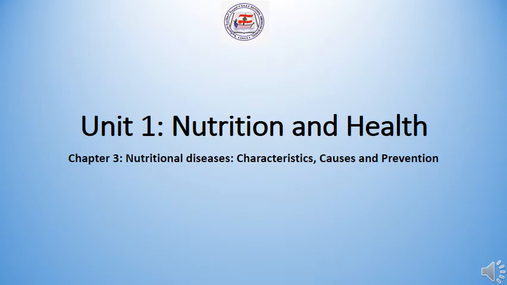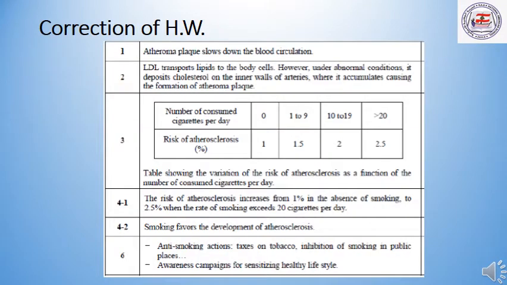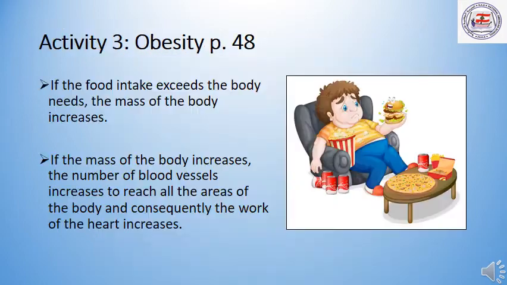Today we're going to finish Chapter 3, Nutritional Diseases, Characteristics, Causes, and Prevention of Unit 1, Nutrition and Health. First, please copy on your copybooks neatly the correction of the homework that you had for this week. To start with Activity 3, Obesity, please open your books to page 48.